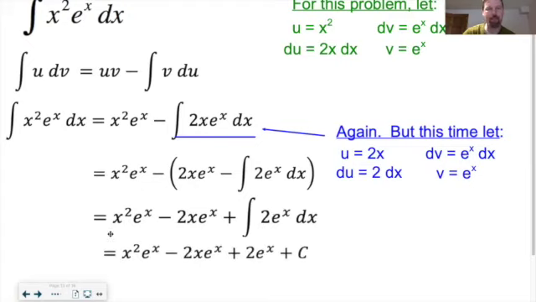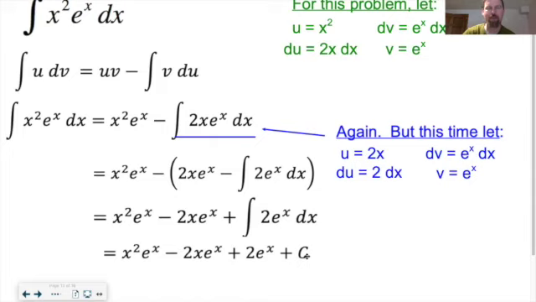So my final answer: x squared e to the x minus 2x e to the x plus antiderivative of 2 e to the x, which was still 2 e to the x. Of course, plus some c. All there is to it.